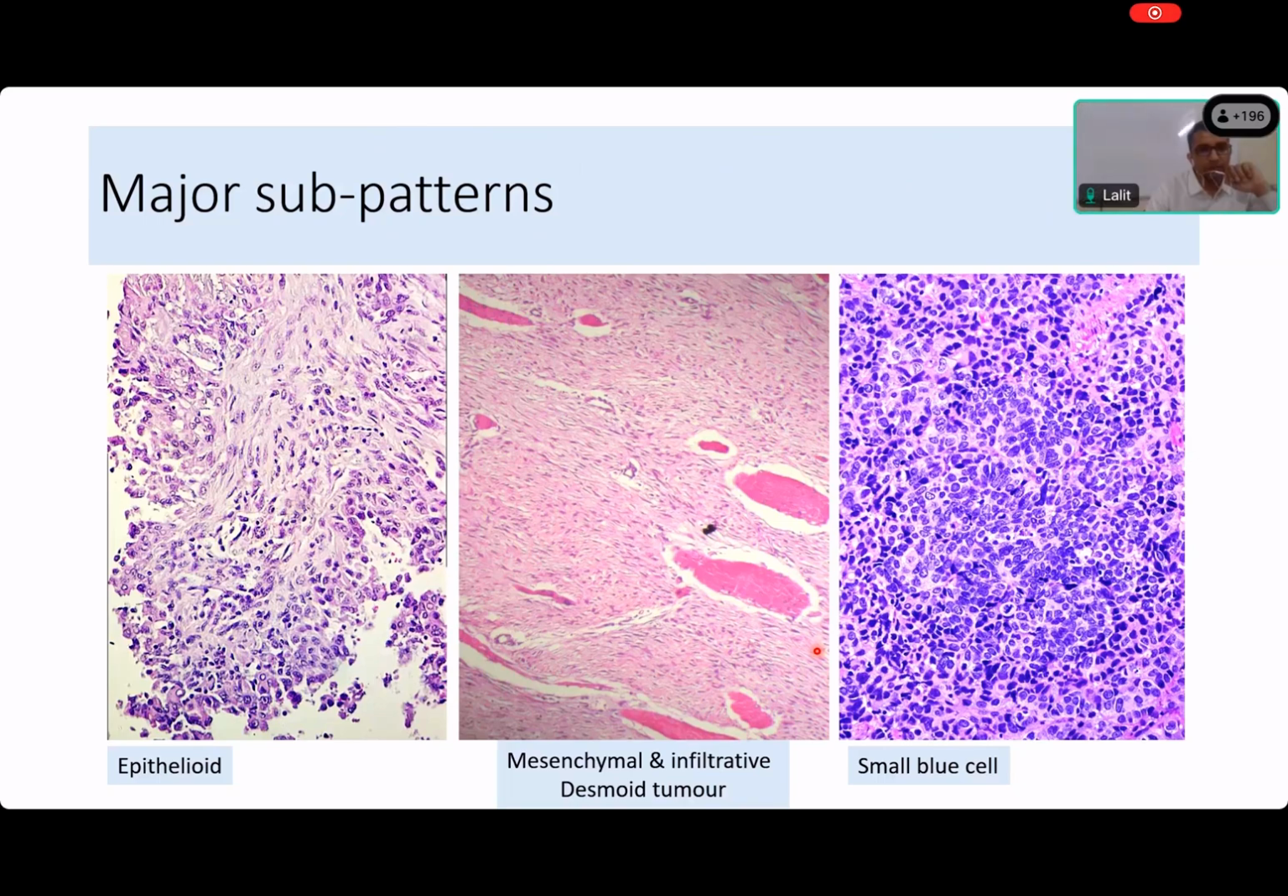Lalit, come on. Are you seeing any differentiation? Then why are you not calling this poorly differentiated? That's a problem, isn't it? Yes, ma'am. But on the small blue cell tumor, do you have any problems? No, ma'am. Is that poorly differentiated? What? Is that poorly differentiated or not? No, ma'am. Oh, that is also not poorly differentiated for you.